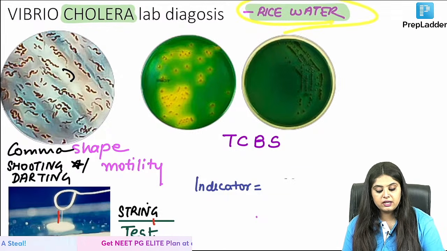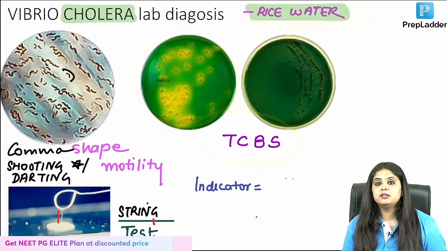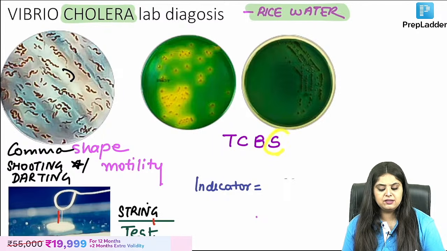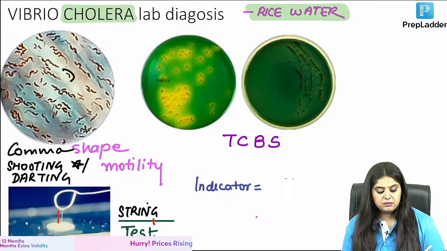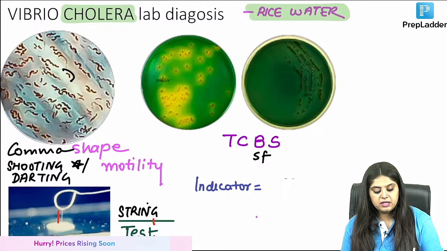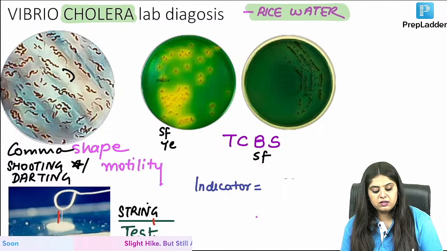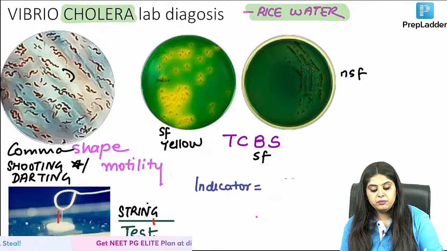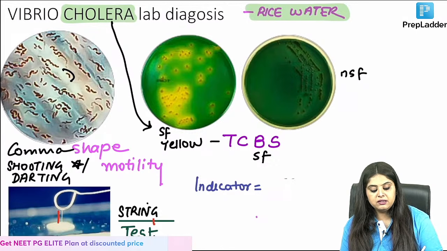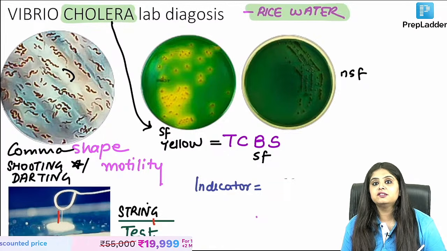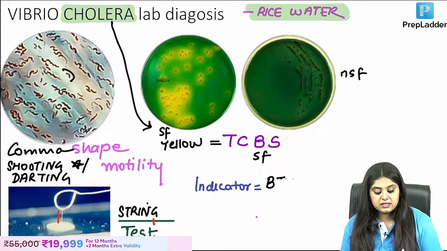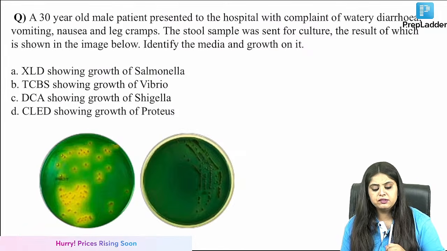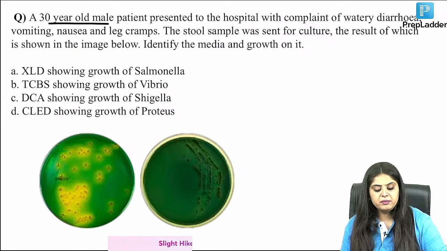Now you are left with the culture media for cholera, that is TCBS. What is TCBS? Thiosulfate citrate bile salt. Do you have to remember all that? No, just remember sucrose. Because TCBS is going to tell you about sucrose fermentation. When you do sucrose fermentation, you get a yellow color, and when you don't have sucrose fermentation, you don't get a yellow color. Vibrio cholera is a sucrose fermenter. How will you indicate it on a TCBS media? What is the indicator? Again, bromothymol blue.